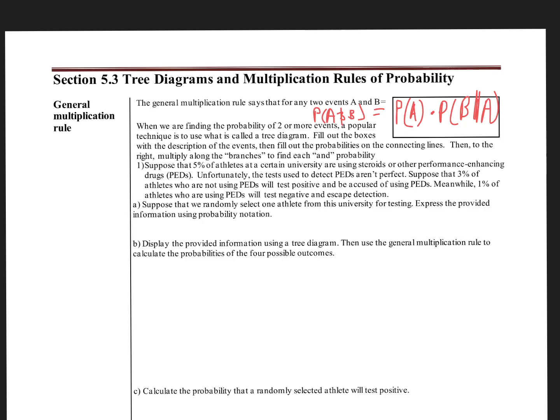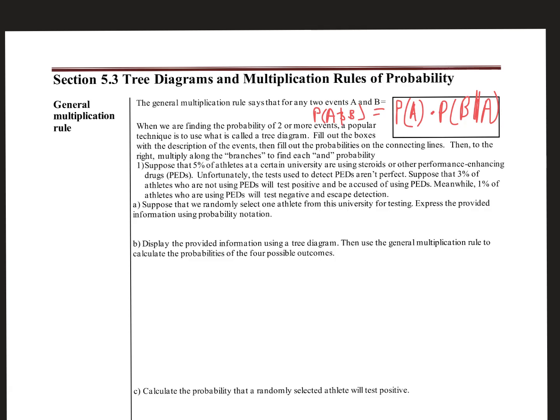When you multiply two fractions, it usually makes it smaller, which makes sense because if I need two things to happen, the probability is going to go down, because I need the first thing to happen and the second thing to happen. It's more difficult, so the probability goes down when we multiply fractions. If it's or, the probability should go up, which does happen when we add, because I can have the first thing happen or the second thing.